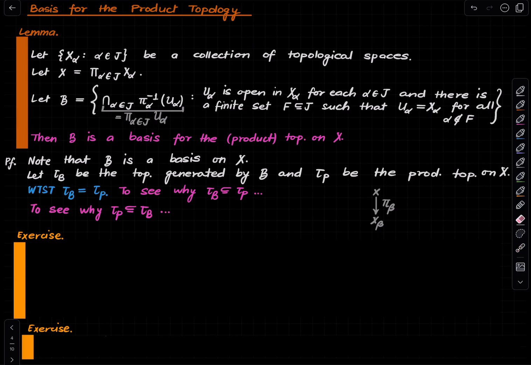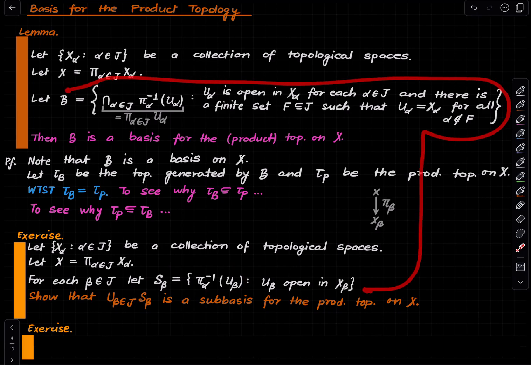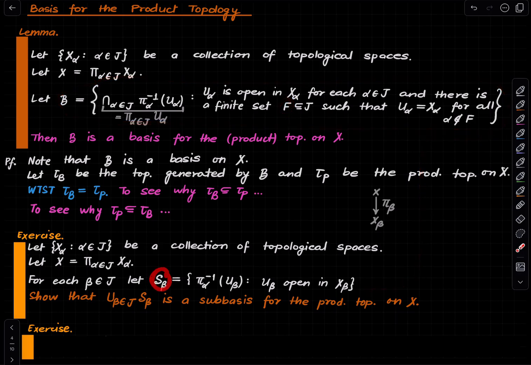So now for an exercise. This time again we have the same setting. We have a collection of topological spaces indexed by some set J. We have the product of all of them. And for each beta, define this S beta as the collection of all these inverse images. So in this whole thing, all you are saying is that F is only allowed to be a singleton. So what you get is F is only allowed to be the singleton beta. So what you get is S beta, and you're taking the union over all such things.